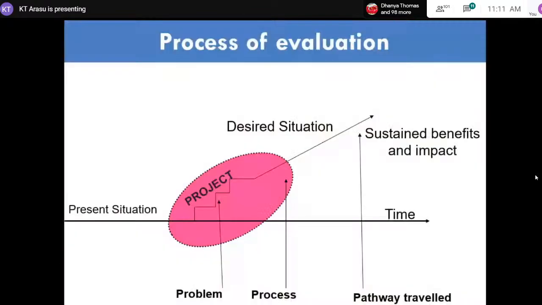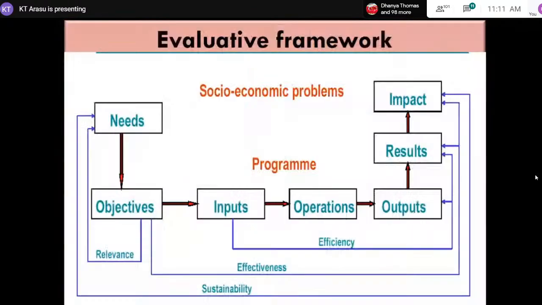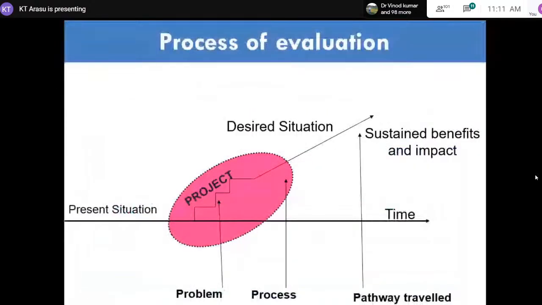This is another part of this. This is also Professor Rangaswamy's: the present situation, the sustained benefit, time, problem, process, or path of travel. I have made a few changes here and there to suit this. This is another visual presentation of this.